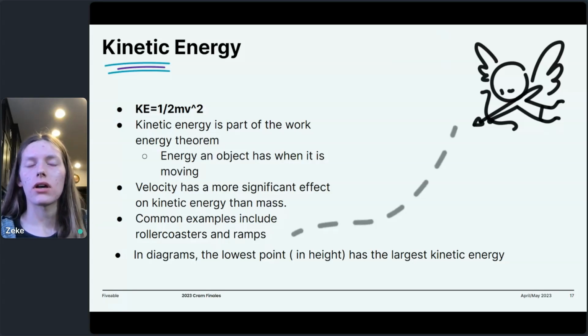And a lot of questions you're going to see about kinetic energy are going to be things like roller coasters and ramps. And another very common question that you're going to see that has to do with roller coasters and ramps is it's going to give you points on that different chart, and it's going to ask you which has the largest kinetic energy, and it's always going to be the lowest point in height. Let's move on.